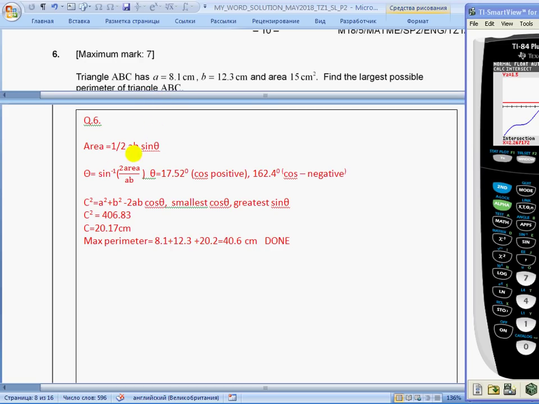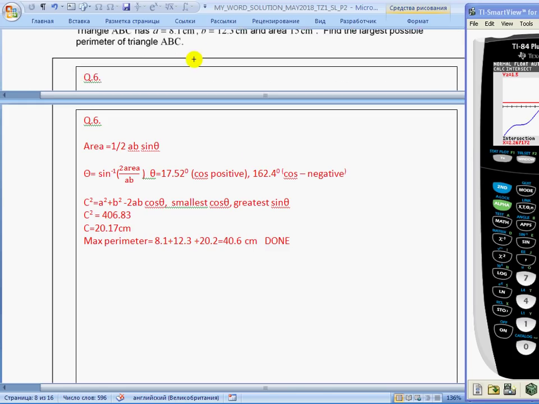So area equals half AB sine theta. Theta can be either acute or obtuse. So the third side depends on this angle. It is the biggest when cosine is minimum, so when the angle is obtuse and cosine is negative. So we choose this obtuse angle, we get the value of C and we find the perimeter. Question done.